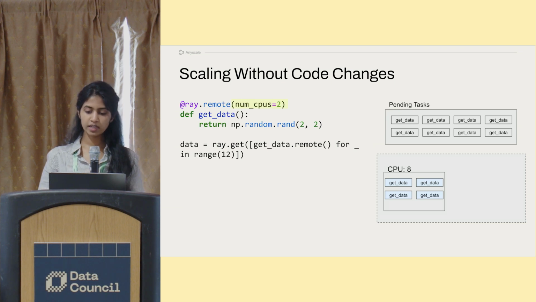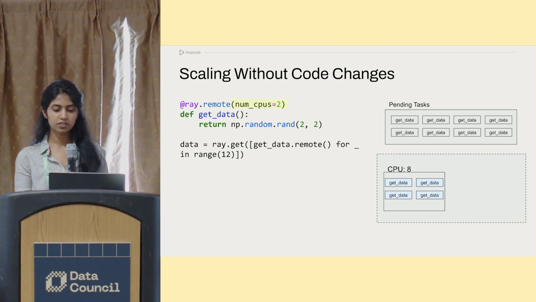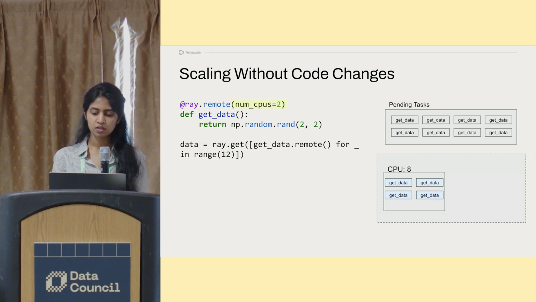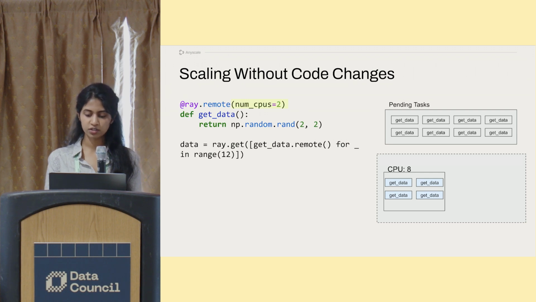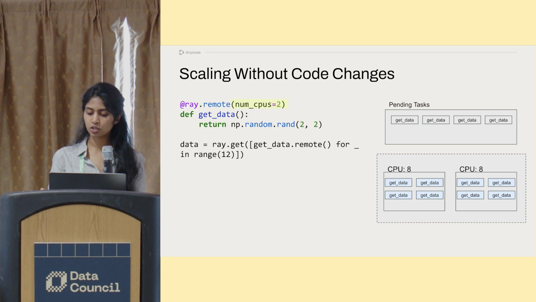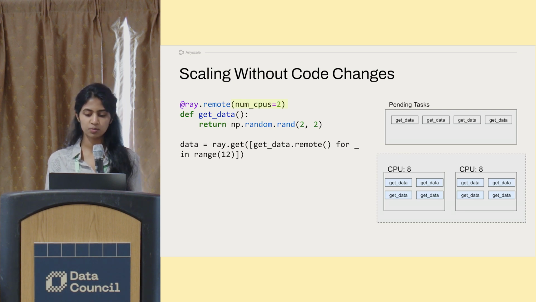And because Ray handles the underlying scheduling of tasks and actors, scaling becomes really simple and doesn't actually require code changes. So code can be written accounting for the resources required for a function and then tested on smaller clusters during development. And then the same code can be executed on a much larger cluster in production, and tasks will accordingly get scheduled on the newly available nodes.